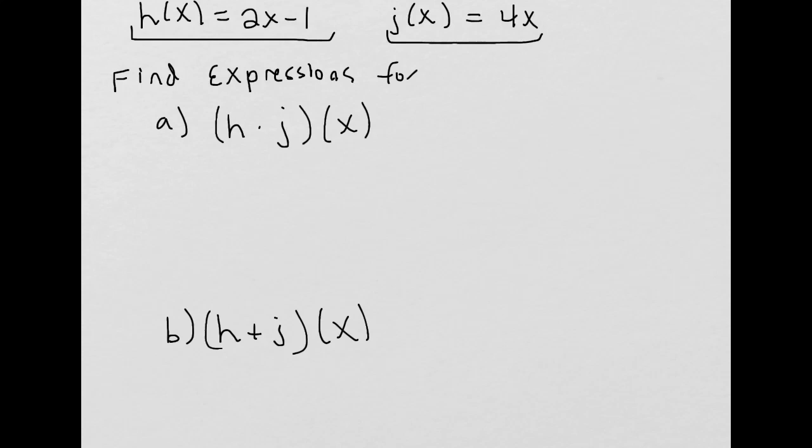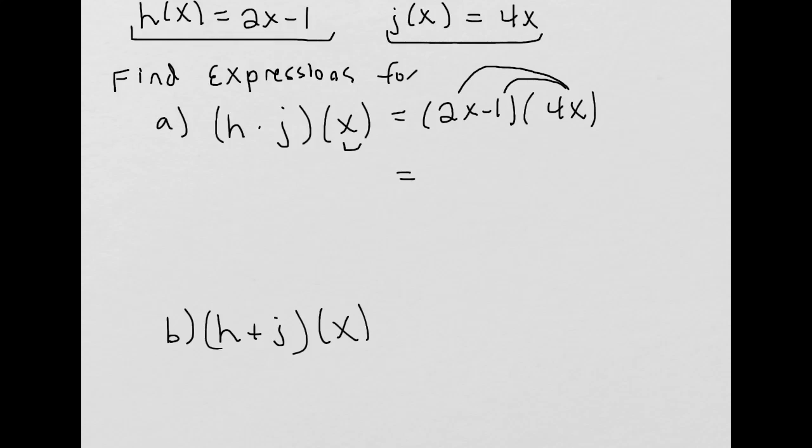Alright, so let's take a look at part A. So this one I've got h times j of x. So notice I'm leaving x as just x. So that just means I'm going to take the h formula, leave x as x, and multiply it by the j formula. So if I do that, I'm going to distribute this 4x all the way through this other group because I'm distributing multiplication over subtraction.